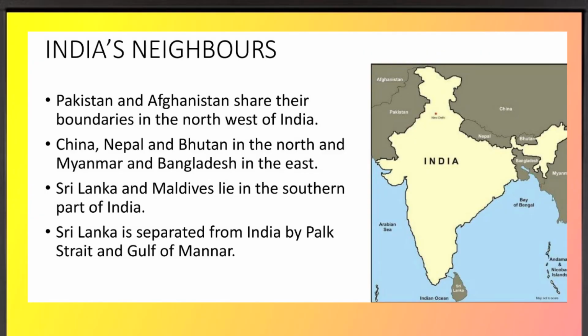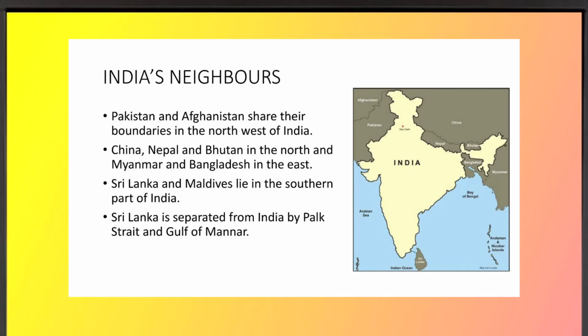Look into the map. You'll find India in the northwest having a common boundary with Pakistan and Afghanistan. Can anyone tell me the capital of Pakistan? Yes, it is Islamabad. Coming to the next one, as I already told, it is Afghanistan. Afghanistan's capital, children? Kabul. Coming to the north part of the country, which shares its boundary with neighboring countries: number one is China, second one is Nepal, third one is Bhutan. Coming to the last, in the northeastern margin, it is Myanmar and Bangladesh.